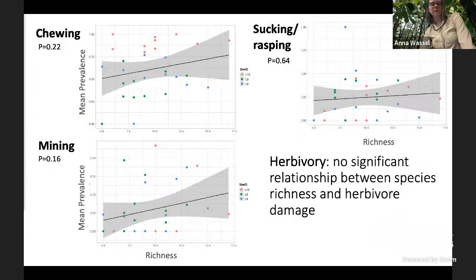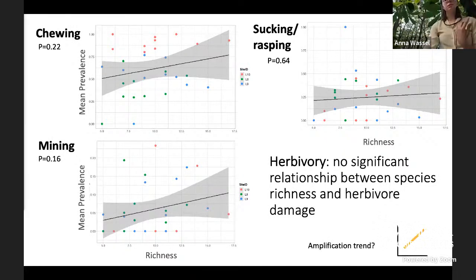For herbivory, we similarly do not have a significant relationship between species richness and herbivore damage, but the herbivory actually trends in the opposite direction. We have kind of an amplification trend, which is contrary to what I predicted. And I am still thinking about what might be happening here and would love to hear anyone's thoughts about it.